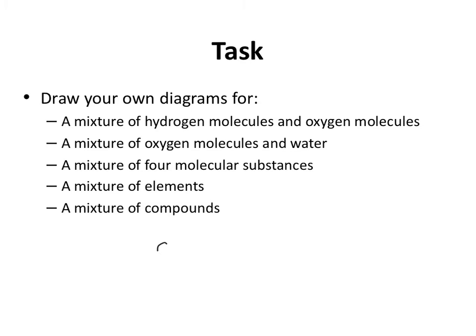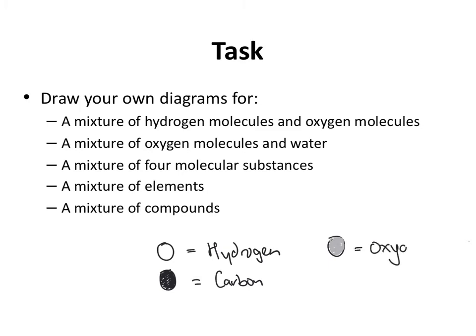So if we have a circle which is white inside, that is going to equal hydrogen. If we're going to have a circle which is solid black in the center, then that's going to equal carbon. And if we have a circle and it's grey in the center, then that is going to be oxygen. You should be able to do this hopefully with a pencil. You might have to look back at the different substances, the methane, hydrogen, oxygen, water, and so on.